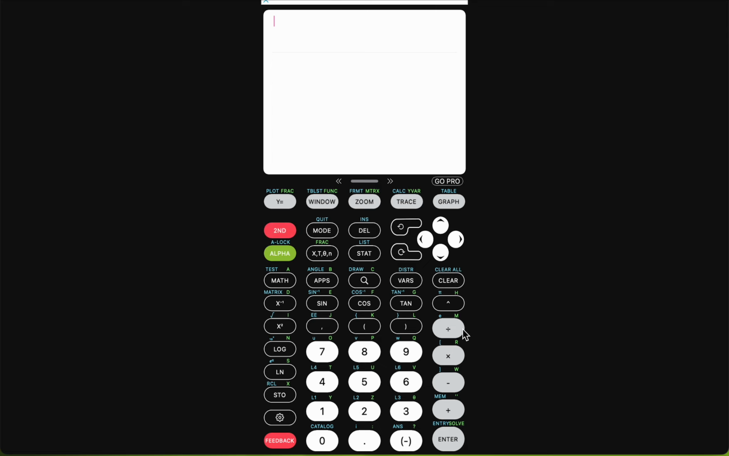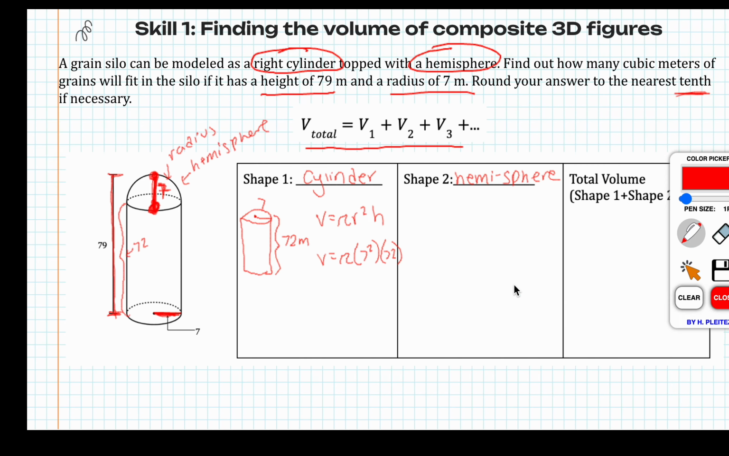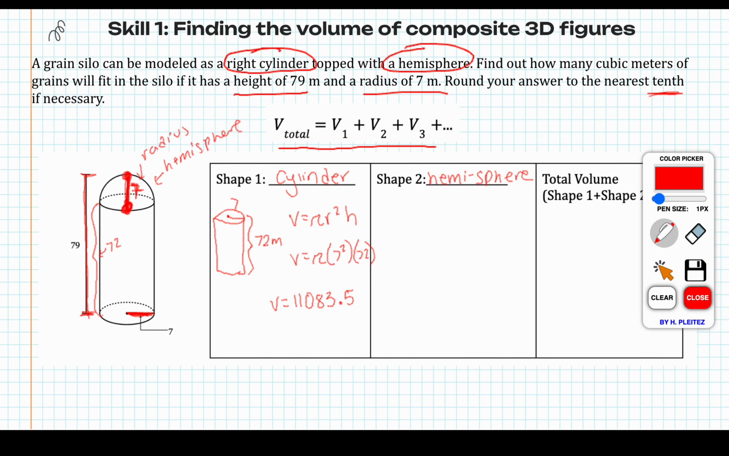So we have pi times our radius, which was 7, and we're going to square that. And then the height of our cylinder was 72. And when we put all of that in, we get a really big number. So 11,083.5. And our units are going to be meters cubed.